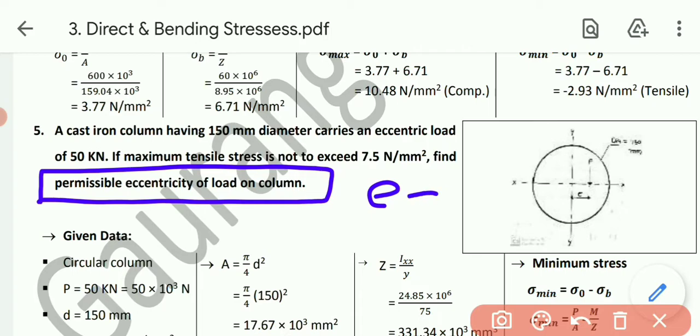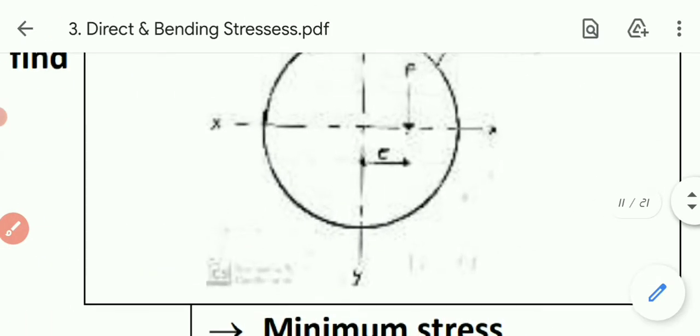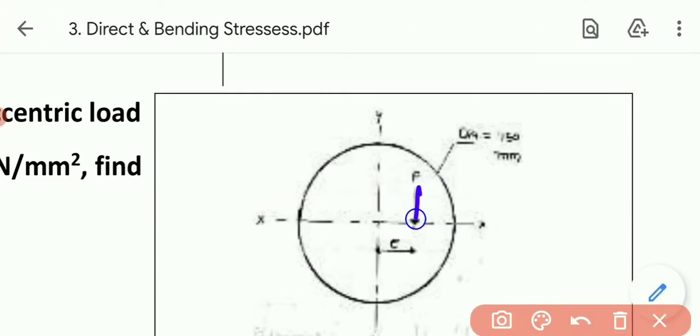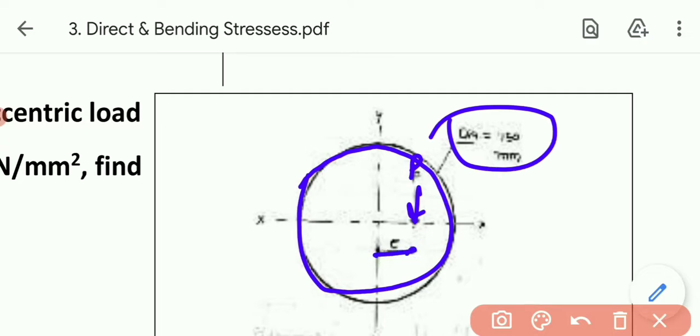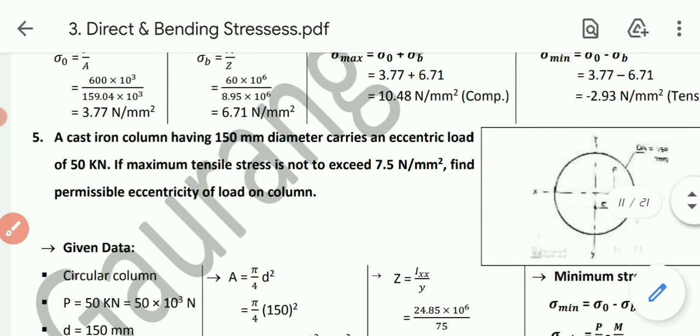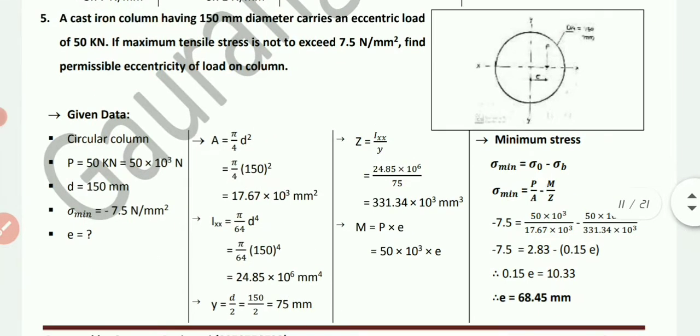Let me zoom the figure. The force P is given to us, as well as the diameter, that is 150. But the eccentricity is not given this time. We need to calculate this eccentricity, and instead of the remaining data, they have given us the maximum tensile stress. We have already discussed in the theoretical portion that tensile stress will usually be sigma minimum, because normally the maximum stress will always be compressive. So let's see the data.